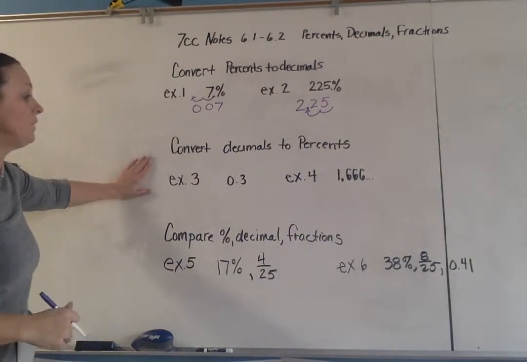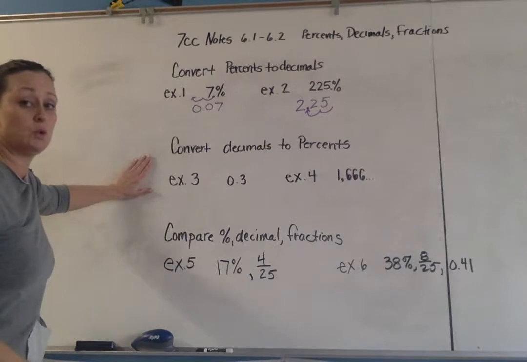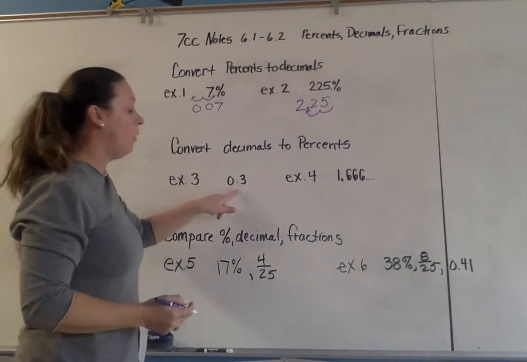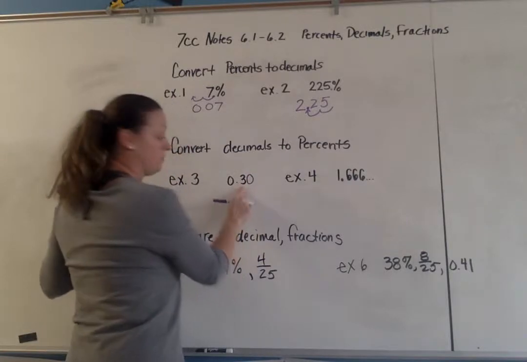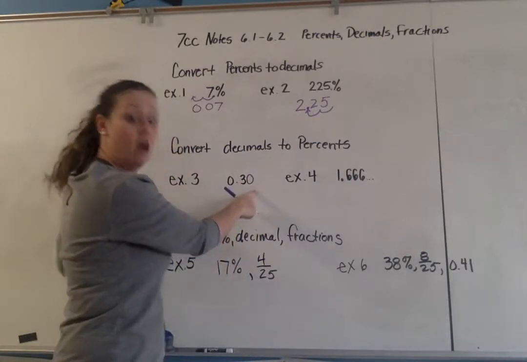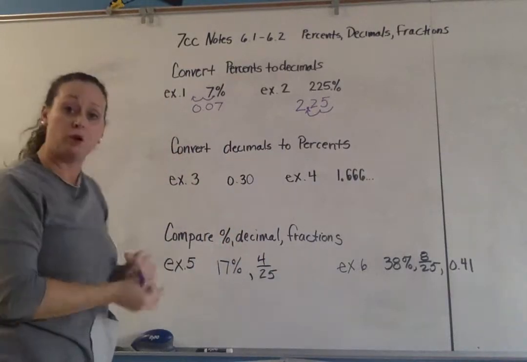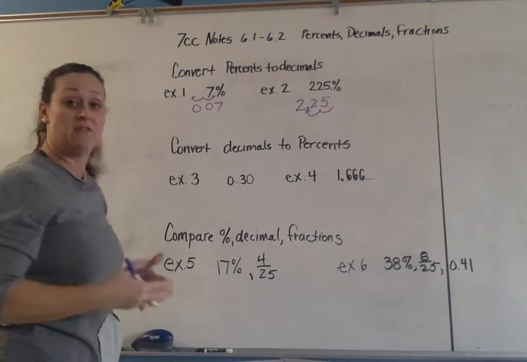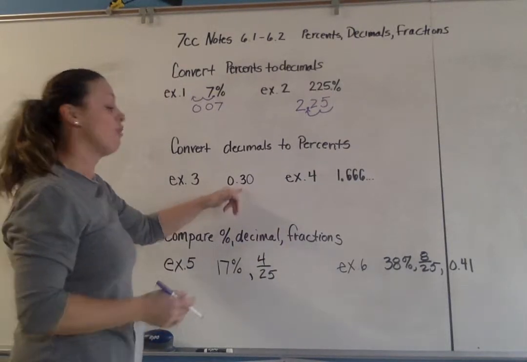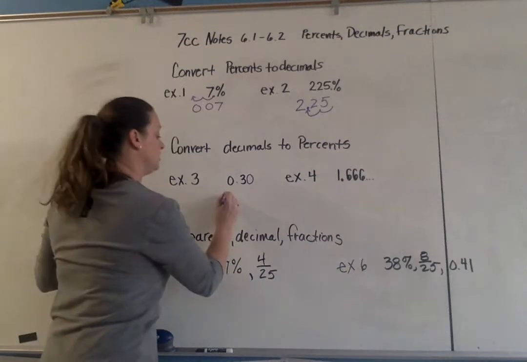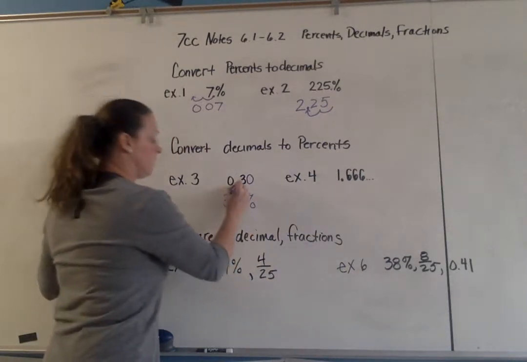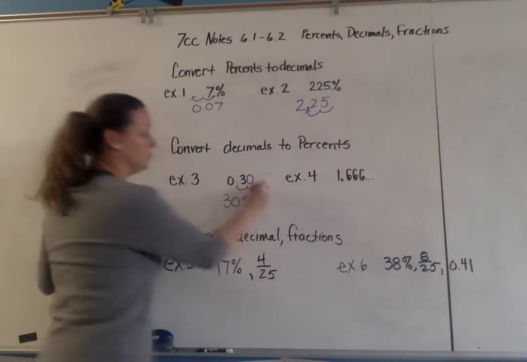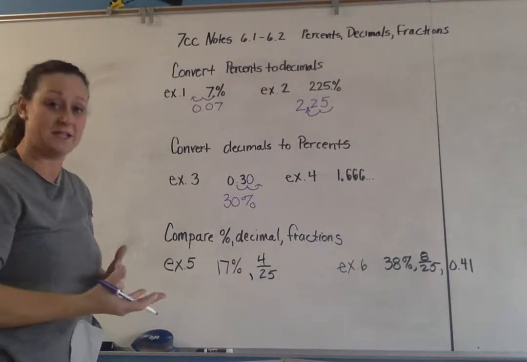In example 3 and 4, we're taking a decimal and moving it to a percent. This is 0.3. This can also be read as 3/10 or 30 hundredths. Well, because I'm looking for a percent that's out of 100, I look at it as 30 out of 100, which is 30%, which happens to be moving the decimal point 2 places to the right.